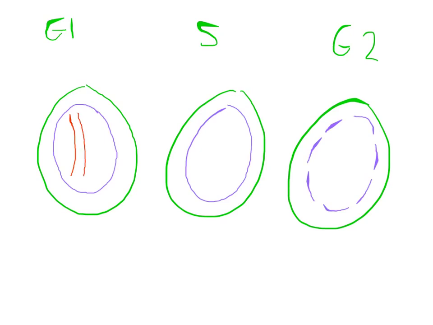Remember, synthesis phase is when the DNA is copied. So now we're going to copy that chromosome, and it's going to be connected by the centromere. So that red dot is the centromere. And of course, we need to make a copy of the other chromosome.